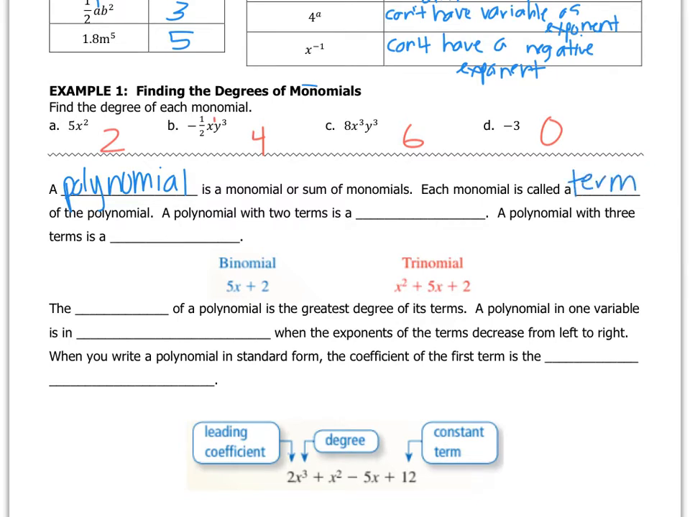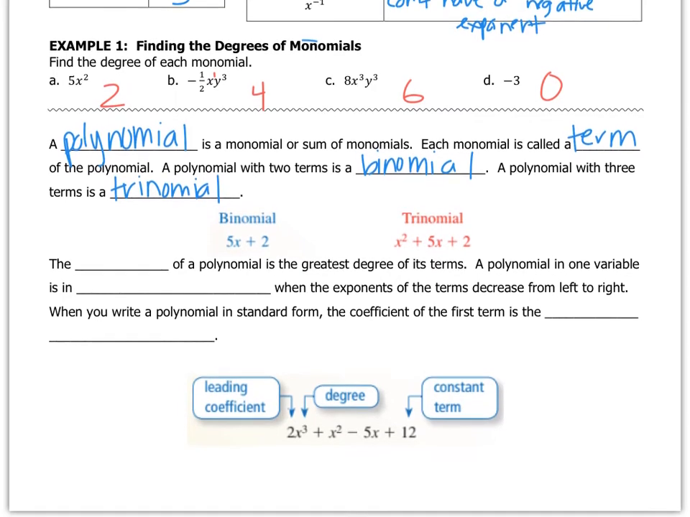And a polynomial with two terms has a special name. It's called a binomial, and you can see the example down below. And a polynomial with three terms, hopefully it's not a surprise, is called a trinomial. Three terms. And you can see the example down below. After that, we don't say a quadnomial or an octanomial. We don't do that. We just say polynomial.